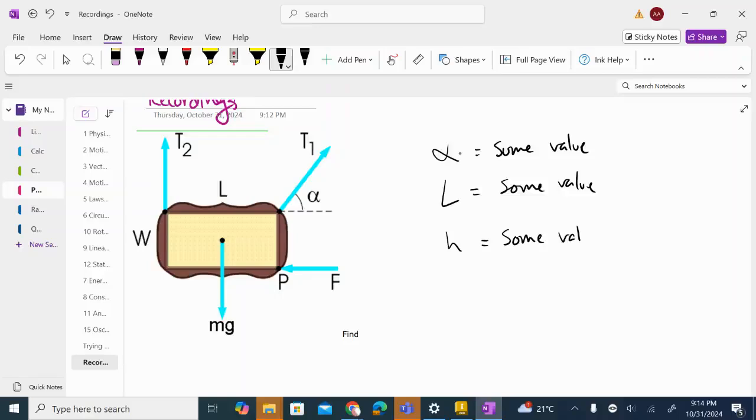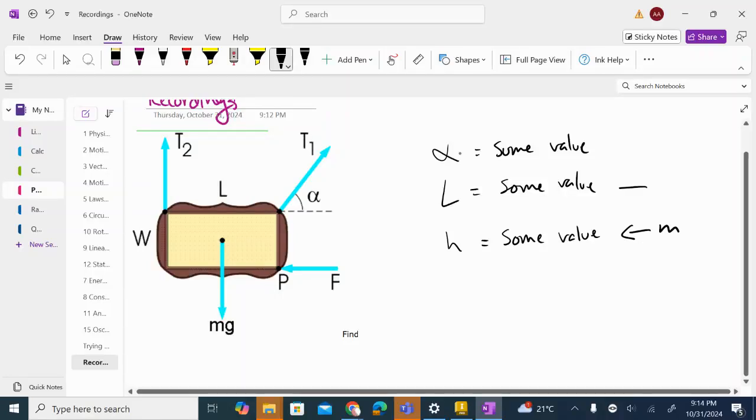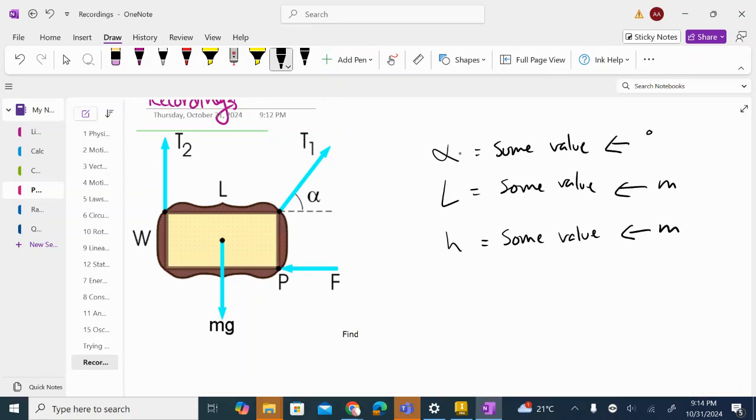Okay? Make sure, you guys, you convert this into meters. Make sure that this is in meters. Make sure that this is in degrees. Okay? Always be careful of your conversions. The first thing that they want us to find is T1. So let's find T1.